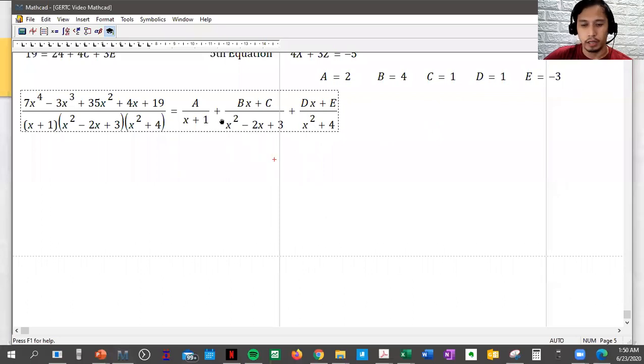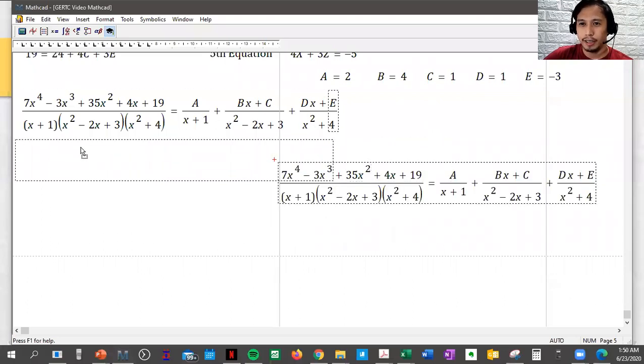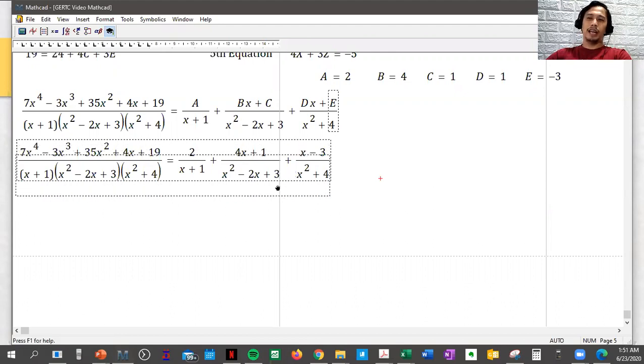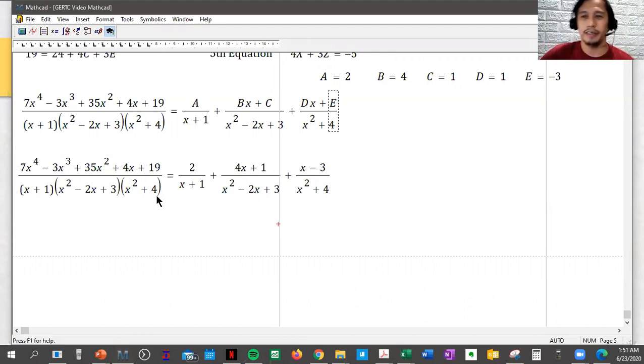This partial fraction is 2 over x plus 1 plus 4x plus 1, plus 1x or simply x minus 3. Now, for us to find out that these are correct, again, this is just an identity, no? The composition of this is this. The expansion of this, if combined, is this.